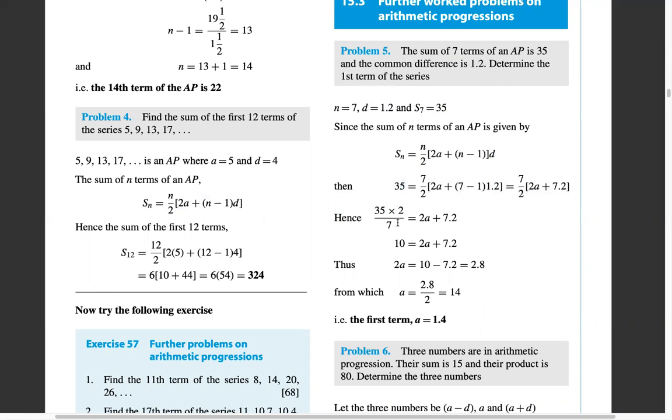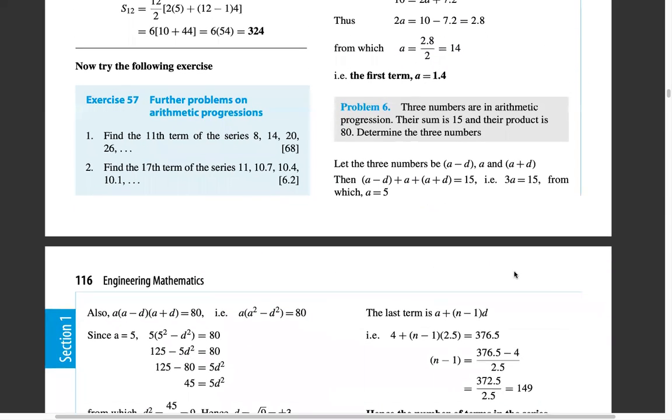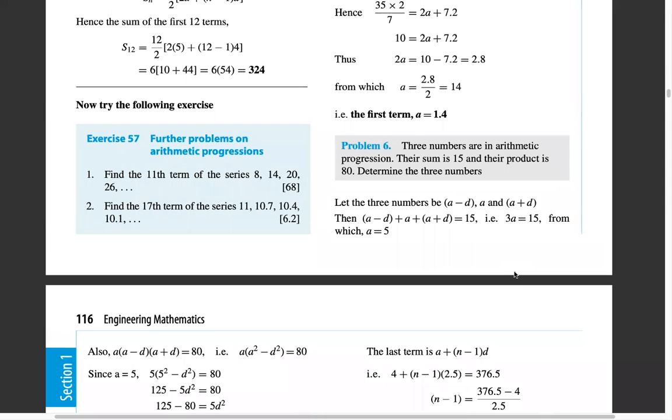So again, changing the subject of the formula. This is a core skill in mathematics. If you can't change the subject of the formula, you wouldn't be able to do this question here. Once you know the first term and the common difference, you pretty much know everything about an arithmetic progression. An arithmetic progression is defined by the first term and the common difference. It's an interesting problem here.